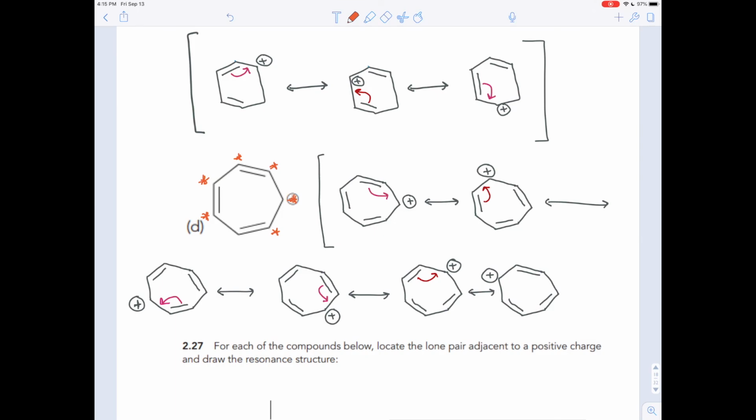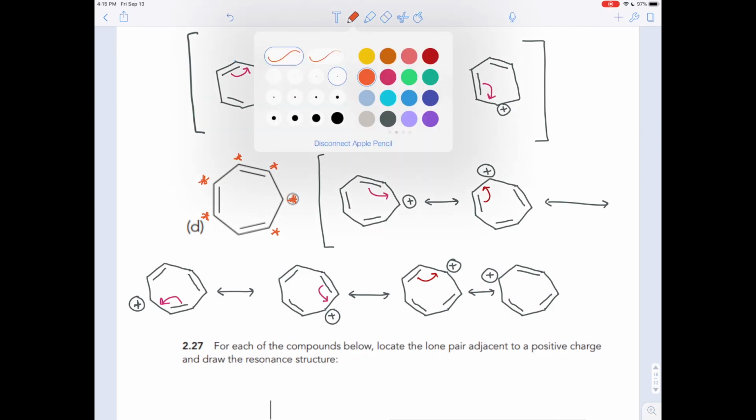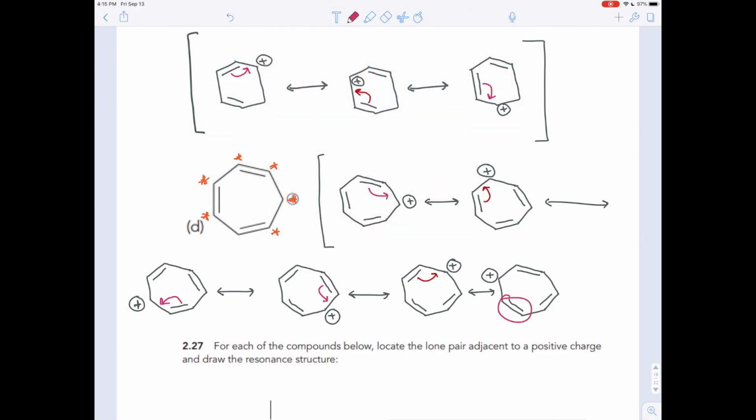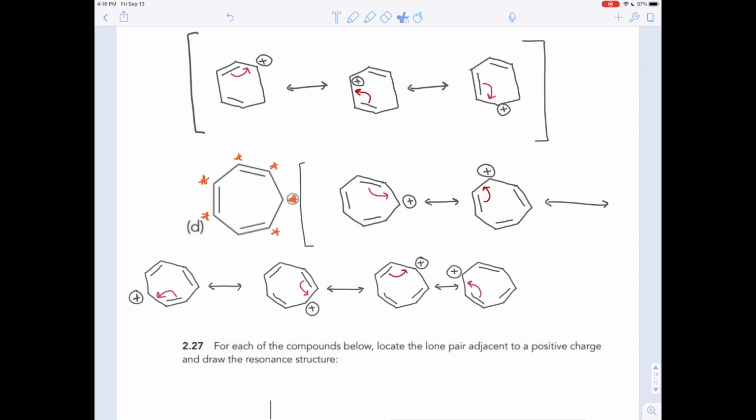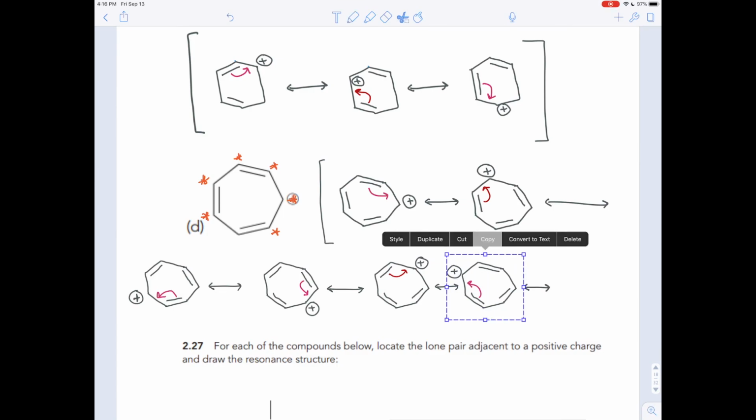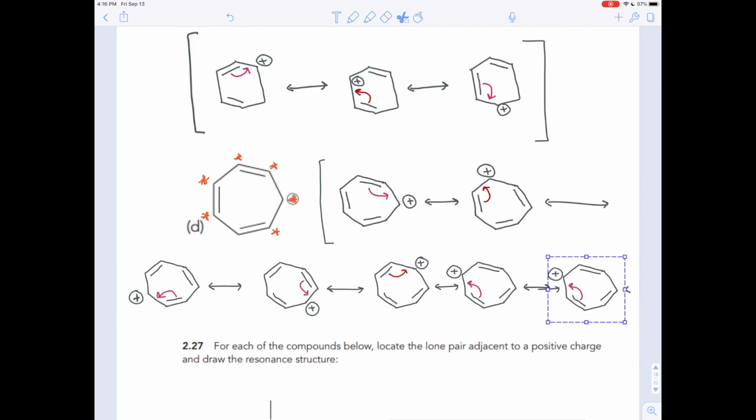Last but not least, that positive charge is allylic to one more pi bond, this pi bond here. So that pi bond goes toward the positive charge, and we get our new resonance structure. Let me just make a little room for that. All right, our new resonance structure. So we have a new arrow.